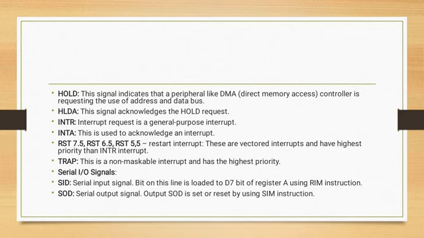And there are some other pins also available in the Intel 8085 processor. They are called the serial input output pins. One is called SID, the serial input signal, and another one is called SOD, the serial output signal. SID is the data line for serial input. That means the data on the line is loaded into the 7th bit of the accumulator by using a particular instruction known as the RIM instruction.